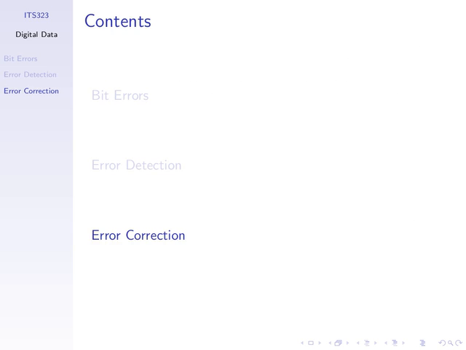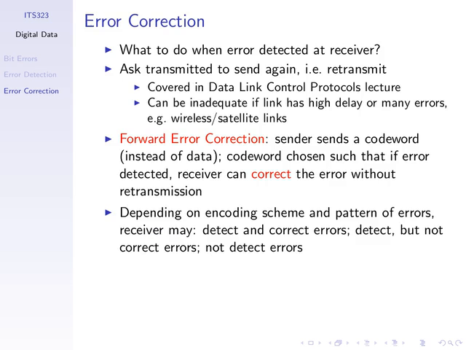Error detection is easy, but not sufficient for our system to work, because what do we do when we detect errors? The receiver knows there's an error. We want to fix that error. We'd like to receive the correct bits. So we in fact need error correction. And there's 2 basic approaches. When the error is detected at the receiver, there's 2 things it can do.